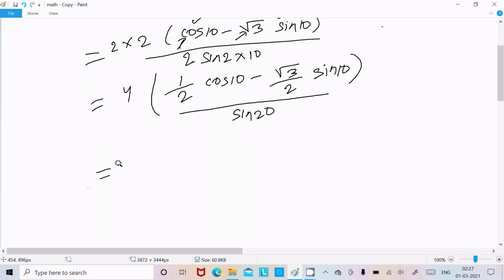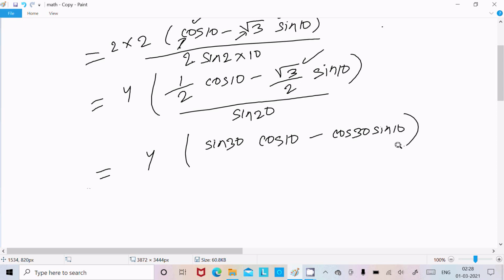Now here 4 just write. So here you know sin A into cos B minus cos A into sin B, so that is sin A minus B. So here we can write sin 30 degree is the value of 1 by 2, here cos 10. Now for this one we can write cos 30 into sin 10.